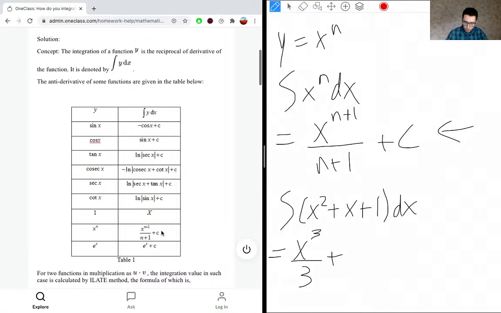Then the next component, x, would just be x squared over 2. So the exponent here is 1, which is n in our scenario, and then we substitute n into here and here. So we're left with x squared on top and then 2 on the bottom. And lastly, 1. For 1, the exponent is actually 0. So it will be 1 times x to the 0, and we know x to the 0 is just 1. So we substitute 0 for n. We get x to the 1, and then 0 plus 1 on the bottom would just give us over 1. So we just get plus x. And then we just add our constant at the end.